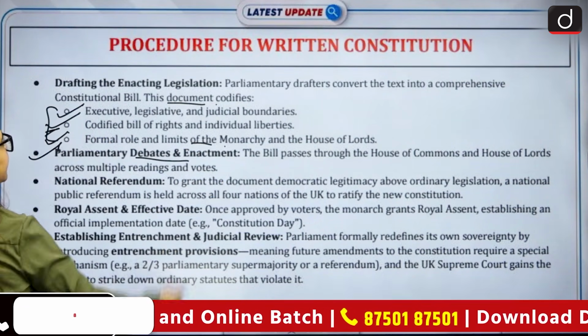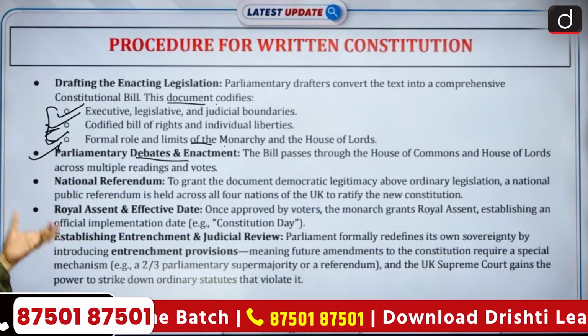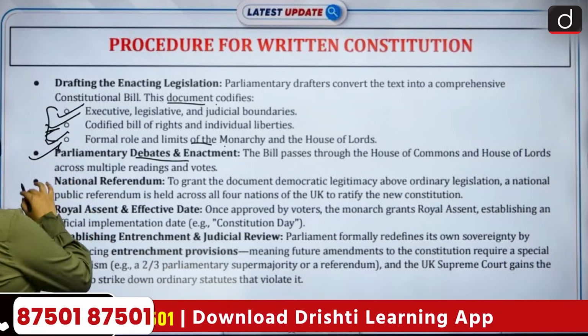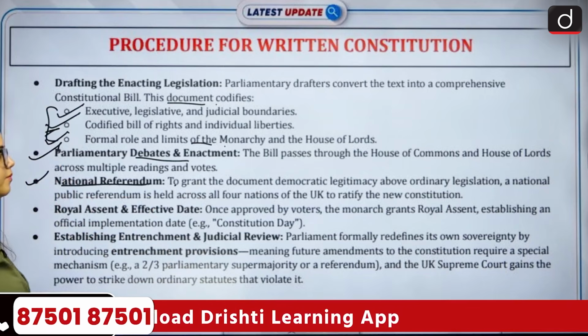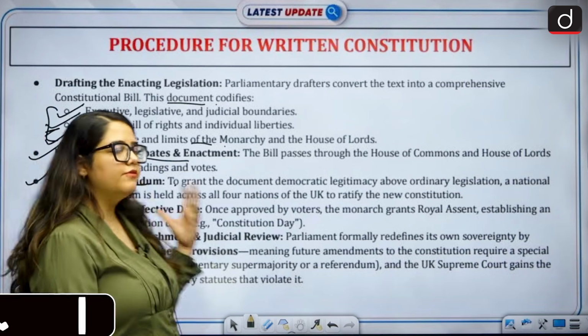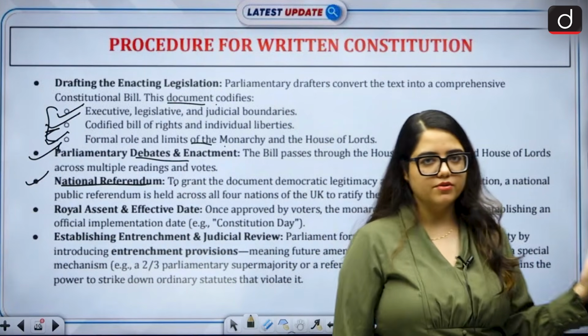Then the parliamentary debates and enactment will happen. The Bill will be passed through the House of Commons and the House of Lords across multiple readings and votes. And then the national referendum will come to grant the document democratic legitimacy above the ordinary legislation that is already existing. The national public referendum is held across all 4 nations of the UK for the new constitution.